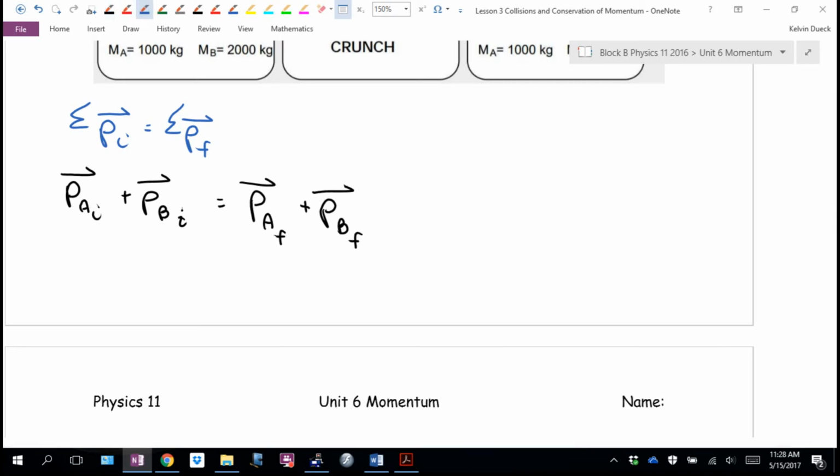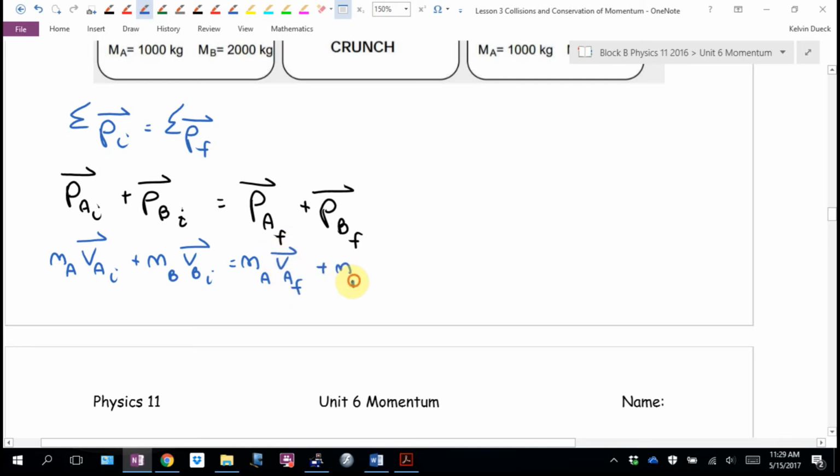Momentum is what times what? Mass times velocity. This is going to be your cue for a little bit. So this is going to be mass A V A initial plus mass B V B initial equals mass A V A final plus mass B V B final.